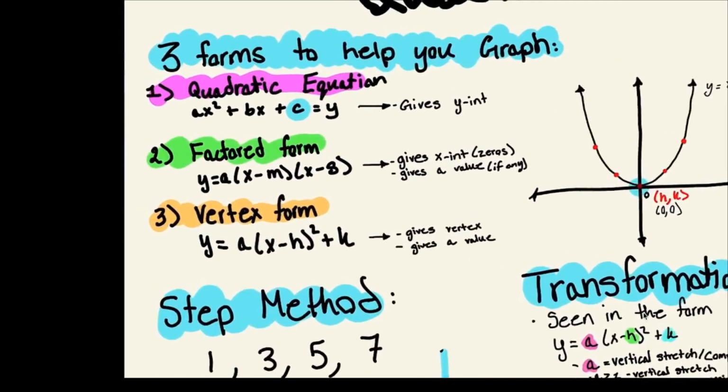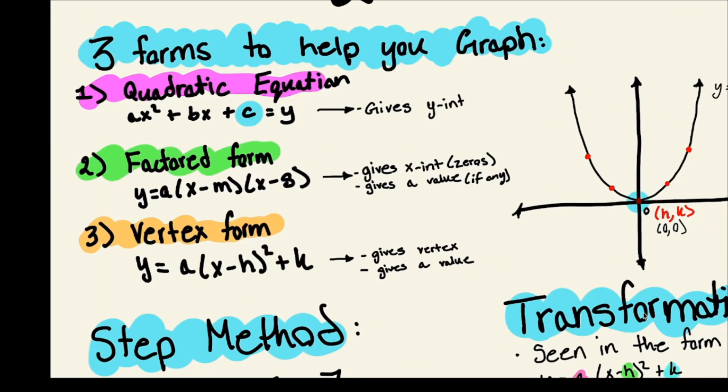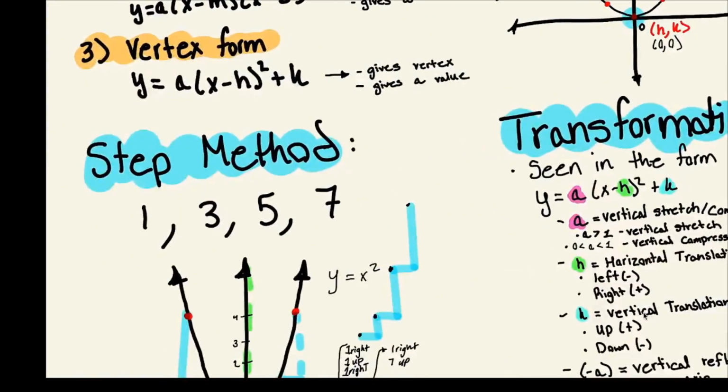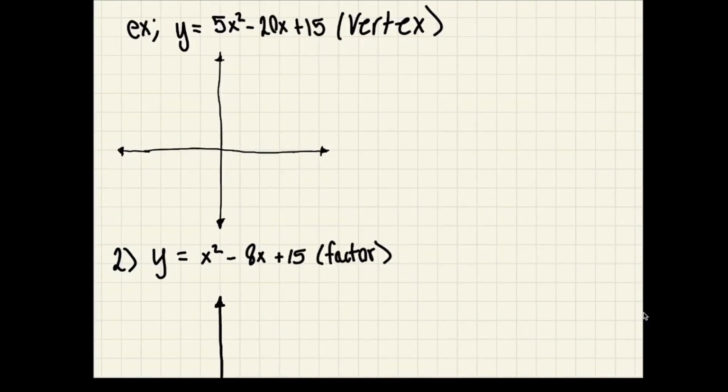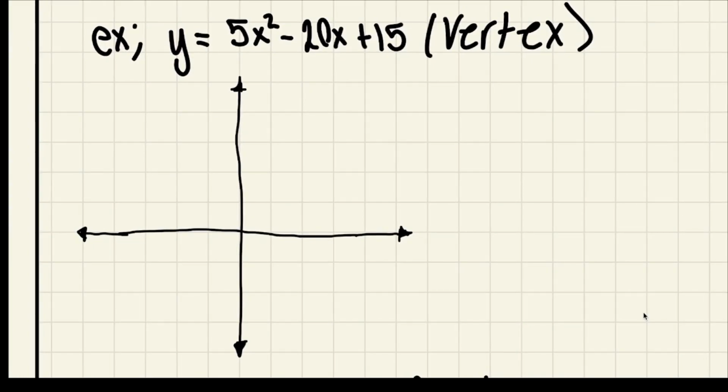So using the 3 forms that help you graph, and particularly just 2 and 3, because those are the things that will help you graph, we'll put into context now with transformations and the step method and apply it to some questions. Okay, so here's the first question. You can probably do this in multiple ways, but for this question, I specifically want to do it in vertex form, right?